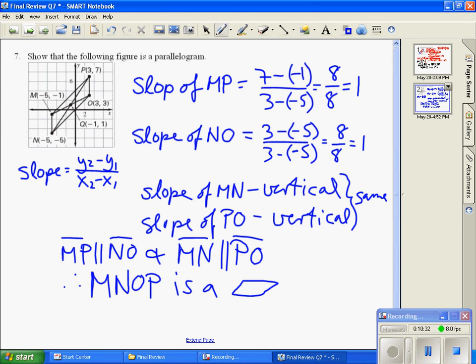So, as I mentioned before, if we want to do the third method, you just pick one set of sides, do the distance formula and the slope on that set of sides, and then make a concluding statement for that. So that would be your third way of doing it.